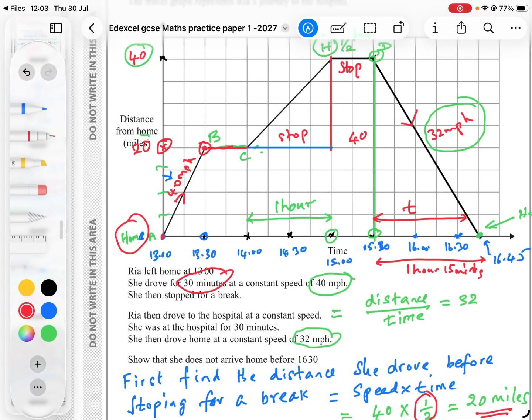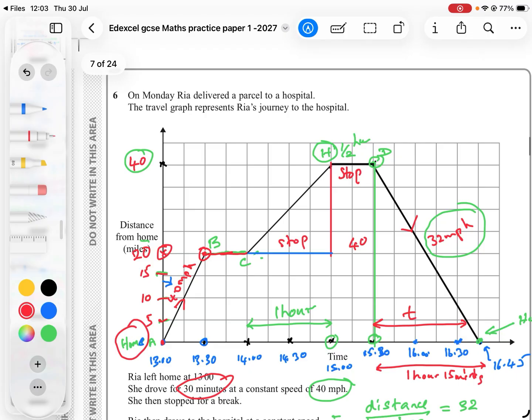So that means each square is 5. 5, 10, 15. So now, of course, we need to find this distance because she went to the hospital. How much distance from her home to the hospital? So we need to work out this one.